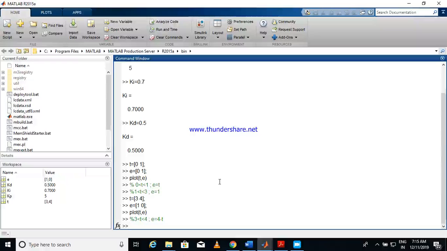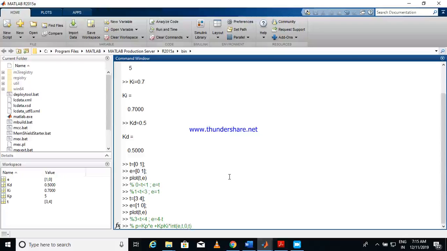Okay, so now first I will estimate it for 0 to 1. So what is the equation? In general, this P, that is the output, is equal to Kp into that error function, plus Kp into Ki into the integration of that error function with respect to t, from 0 to t.